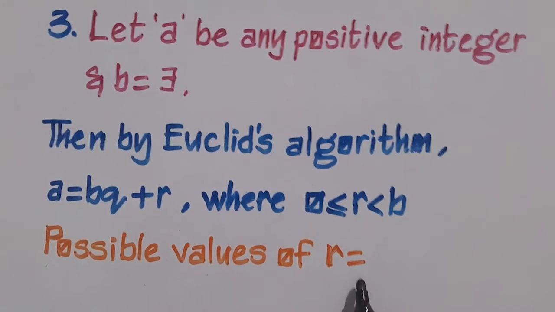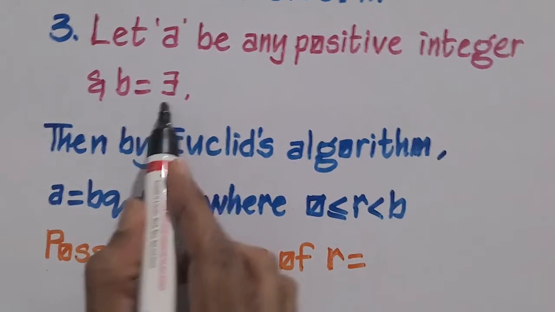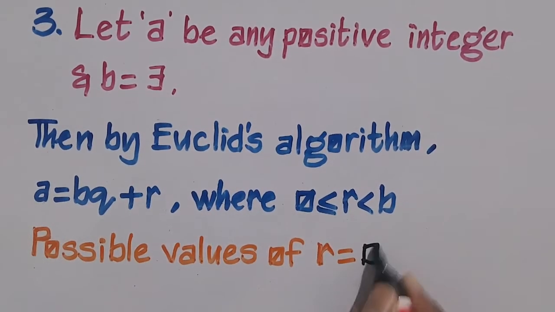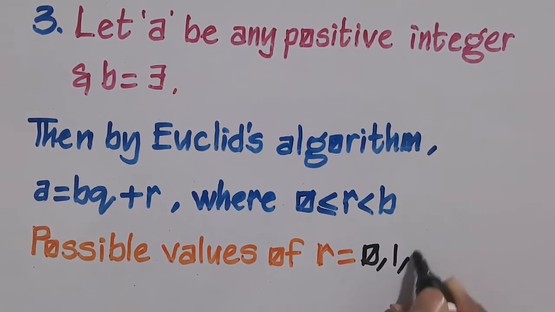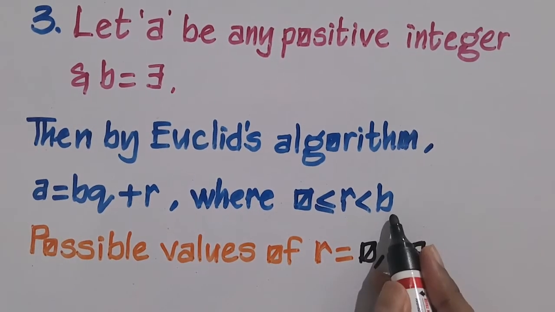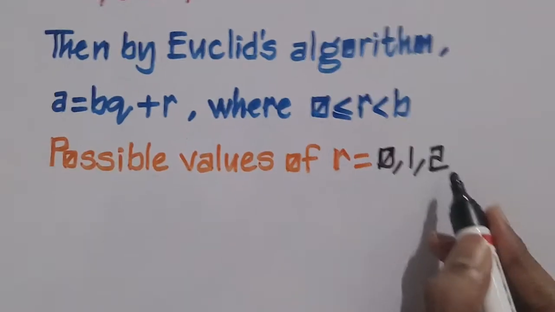See, the possible values of r. r means remainder. The possible values of the remainder are less than b. b is equal to how much? 3. Less than 3 means what? 0, 1 and 2. So the possible values are 0, 1, 2.